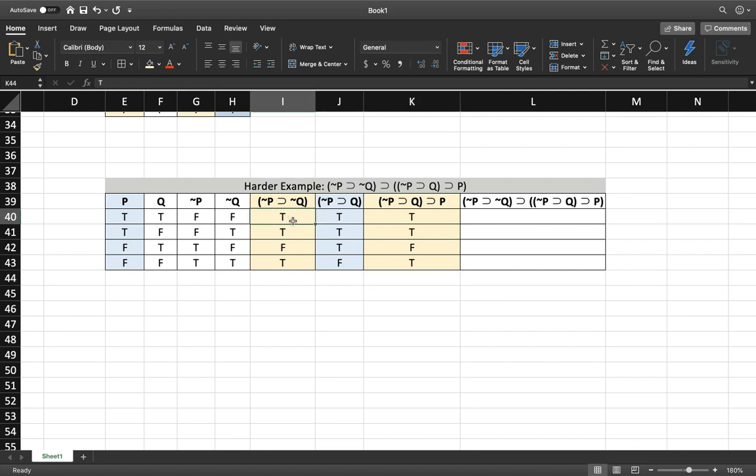Well, let's see. The antecedent is true in 3 of the 4 cases. So true, true. Okay, that means it's true. I'm only looking at the yellows here, remember. True, true. That's true. False, false. That's true. And finally, if true, then true. That's just true. So look what we found here. We found that this sentence is actually true all the time.